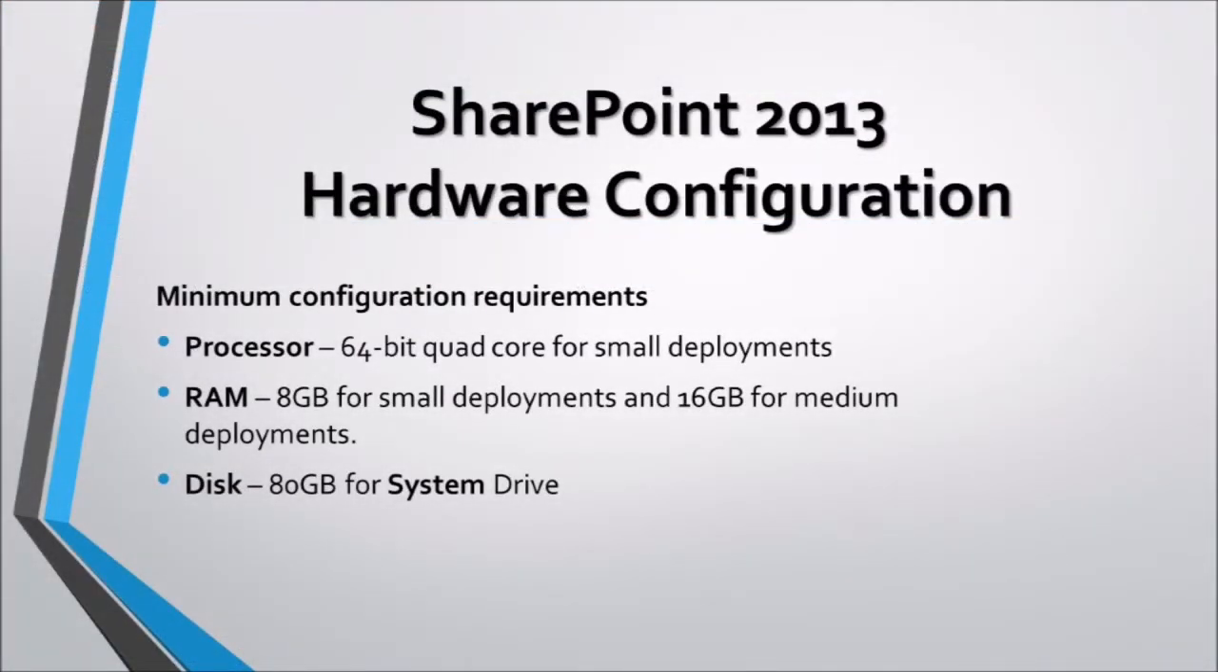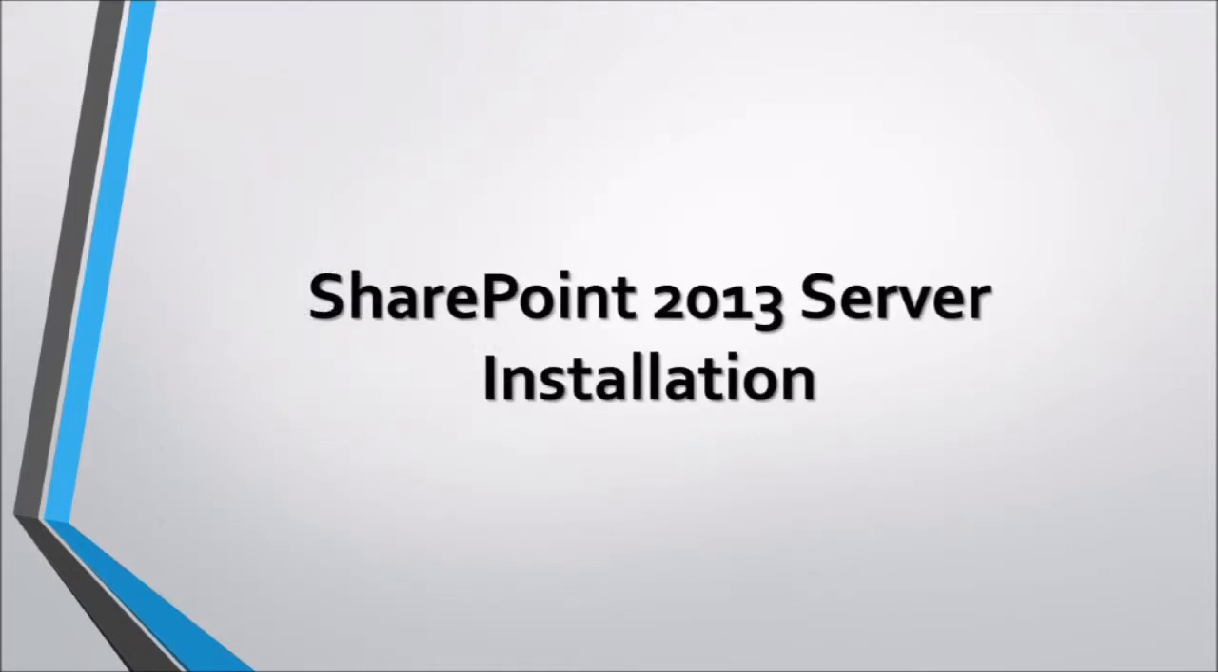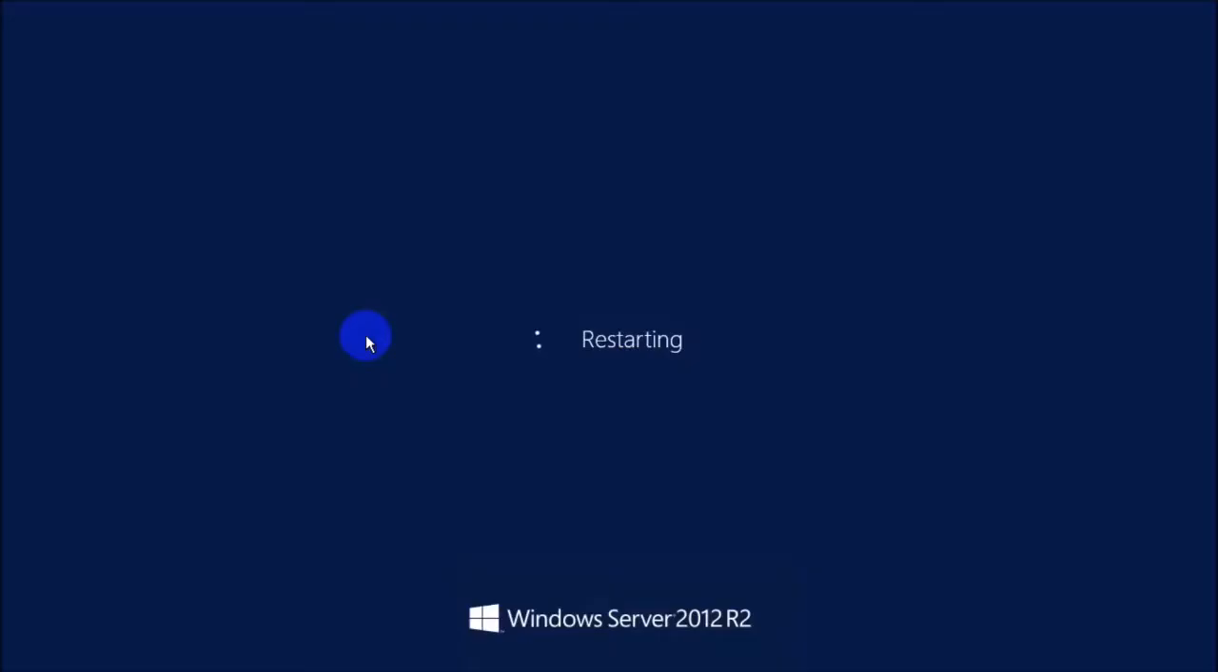Now moving on to our second system, SharePoint. Our server was configured with the following minimum hardware requirements. As for the software components, SharePoint has a long list of requirements that we will explain as we install. Instead of performing the installation for roles and features via their graphical interface, we will copy the code available from SharePoint official website to install them via PowerShell. After we're done, the server will restart.